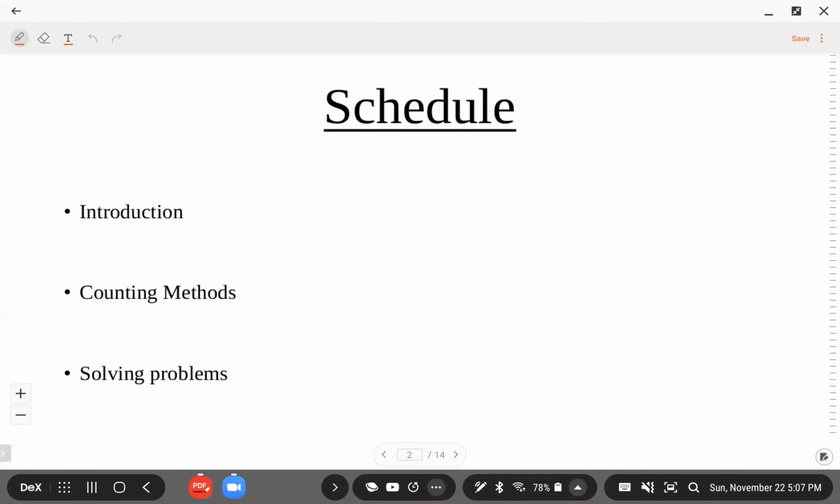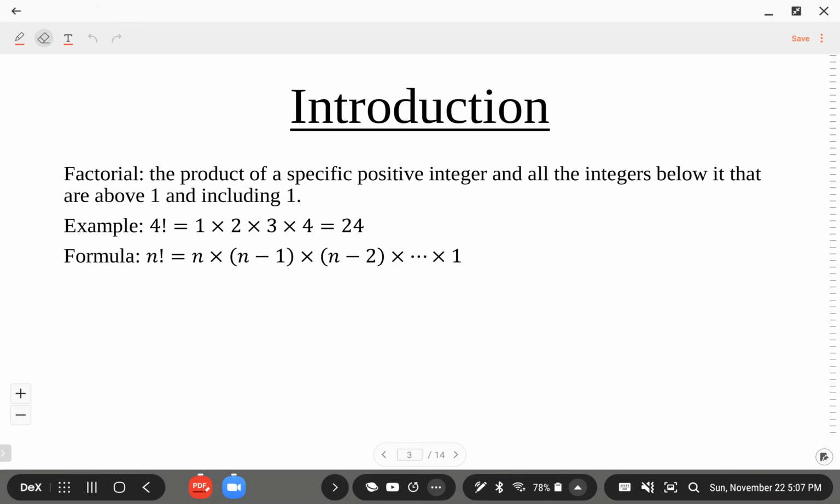So first, let me start with an introduction. I'm going to introduce what a factorial is. Basically, a factorial is the product of a specific positive integer and all the integers below it that are above 1 and including 1. And we will use factorial a lot when we're solving problems.